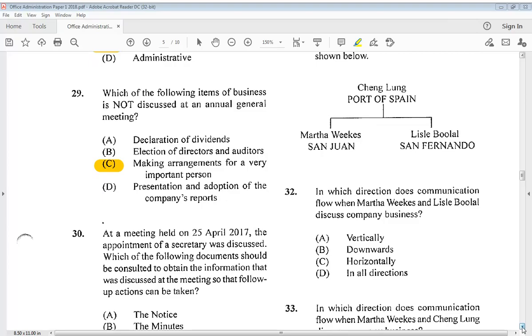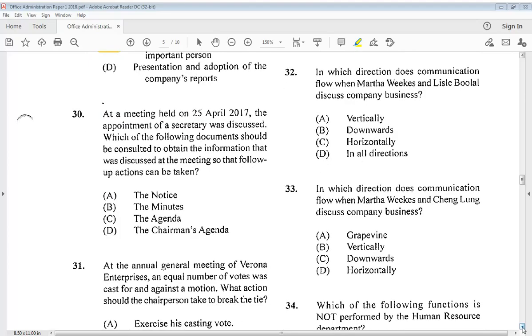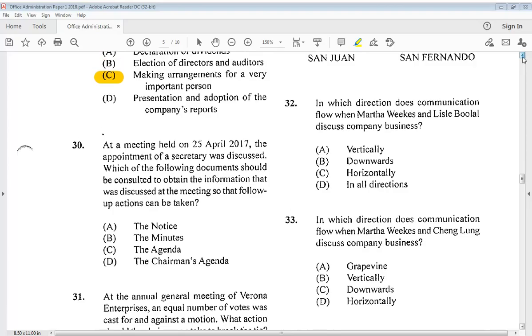Let's go to 30. Our final question says, at a meeting held on the 25th of April 2017, the appointment of a secretary was discussed. Which of the following documents should be consulted to obtain the information that was discussed at the meeting so that follow-up actions can be taken? A, the notice, B, the minutes, C, the agenda, or D, the chairman's agenda.